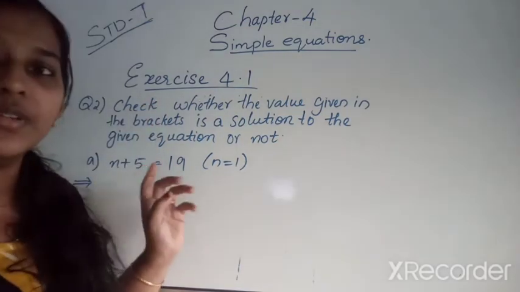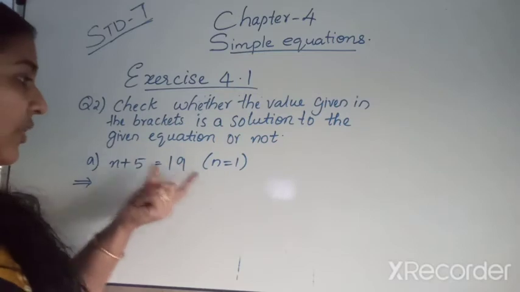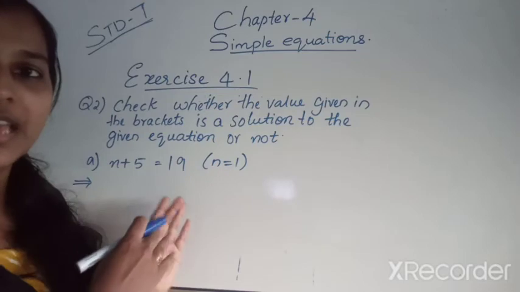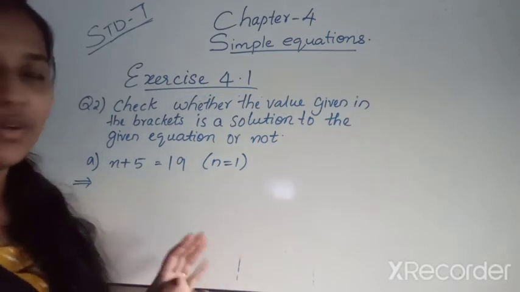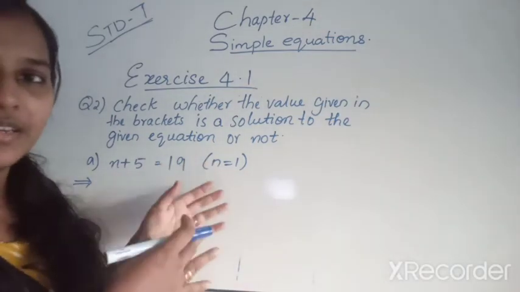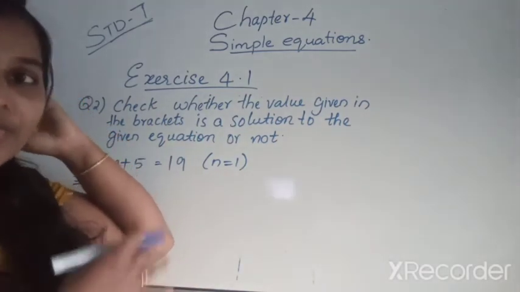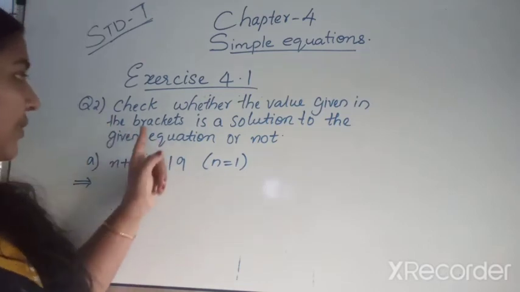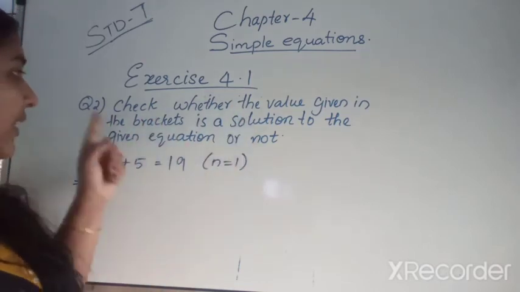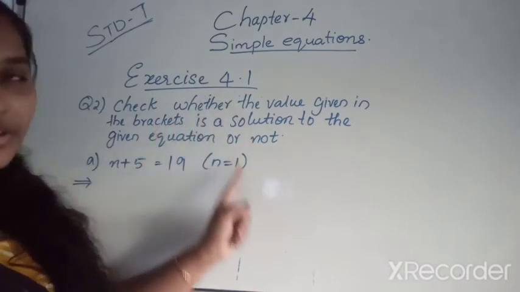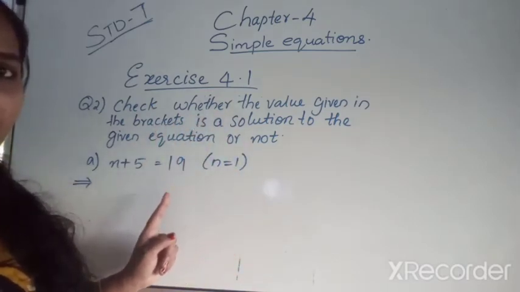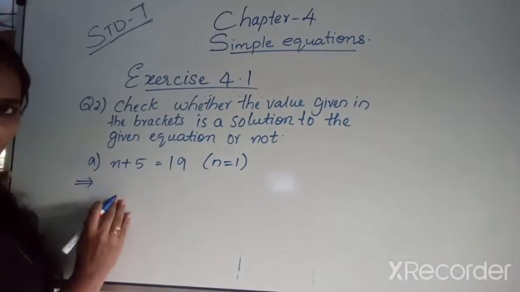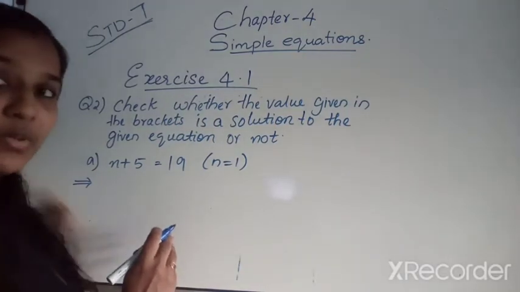Children, now we are discussing the second question. The second question is also the same way, that is you have to apply the given value to the equation and check whether the equation is satisfying or not, or whether that value is an exact solution of that equation or not. So the question is, check whether the value given in the bracket is a solution to the given equation or not. Okay. So children, look here. The equation is n plus 5 is equal to 90.